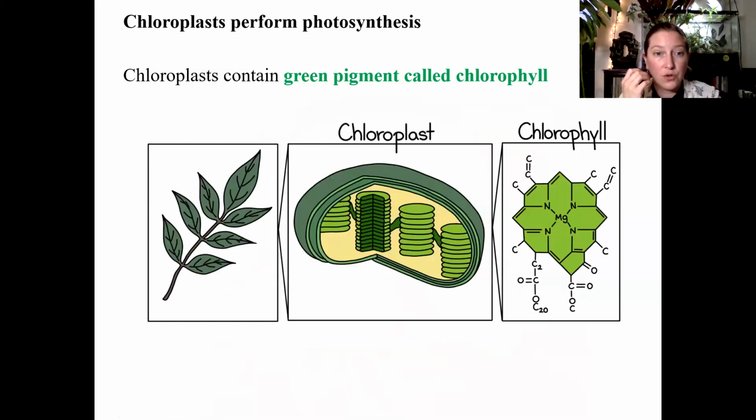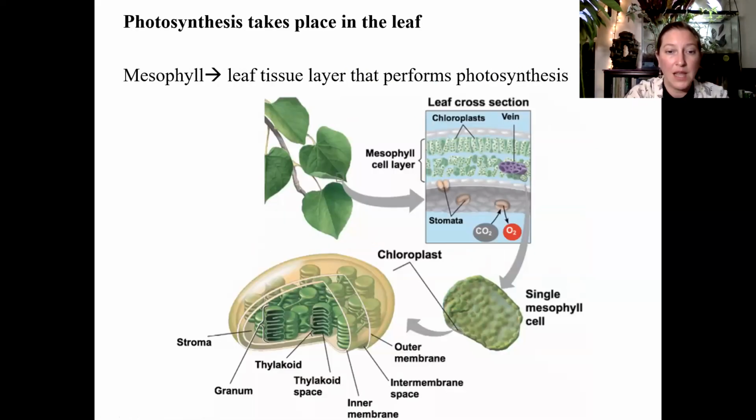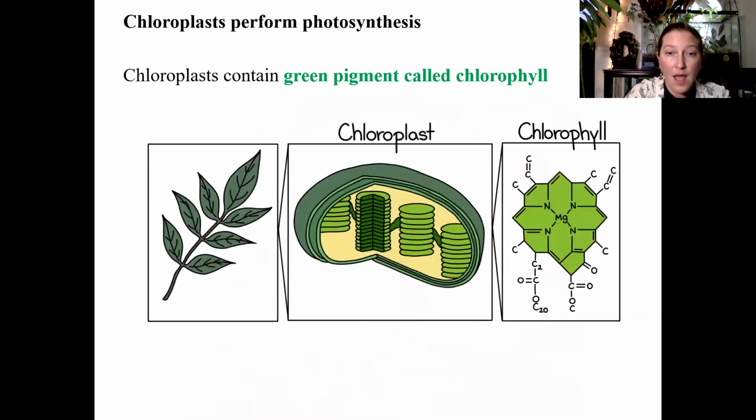So this is what this is trying to show you. Here's a leaf, a compound leaf on the left. Inside of the mesophyll layer of that compound leaf will be mesophyll cells. Inside of those mesophyll cells will be chloroplasts. Inside of those chloroplasts will be stacks of things called thylakoids. And the thylakoids are going to be surrounded by a fluid called stroma. And the thylakoids inside of the chloroplasts contain a pigment called chlorophyll.